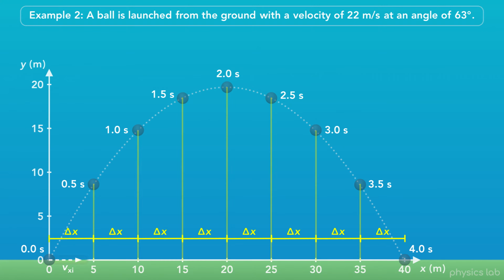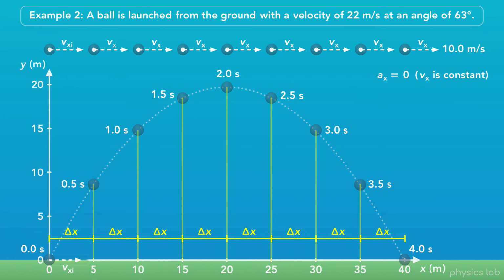If we look at the horizontal motion, the ball moves the same distance to the right during each interval. Just like before, the x velocity is constant because there's no acceleration in this direction. The ball is moving 10 meters per second to the right the whole time, so the ball moves the same amount each second. It's the same motion as a ball rolling on the ground at 10 meters per second. It doesn't matter what's happening in the vertical direction, the horizontal motion will always be the same.